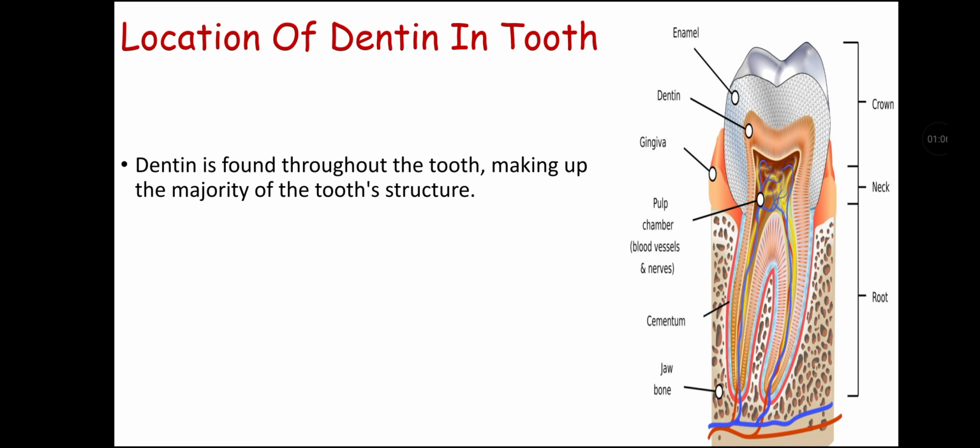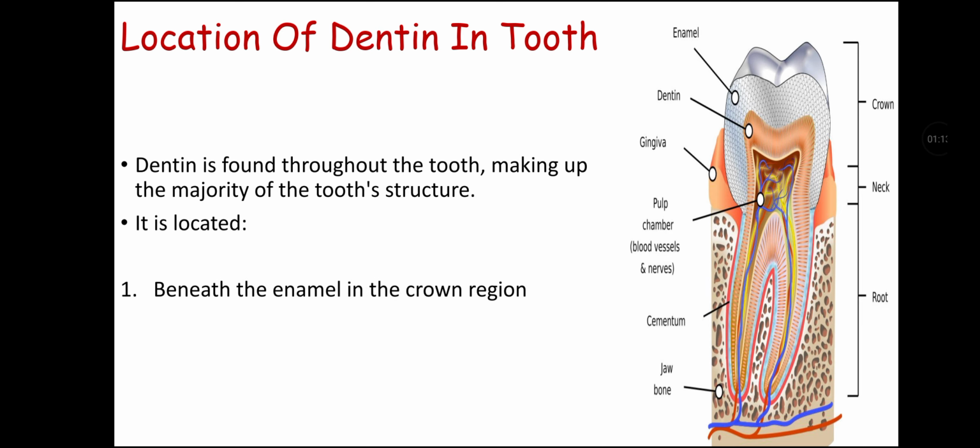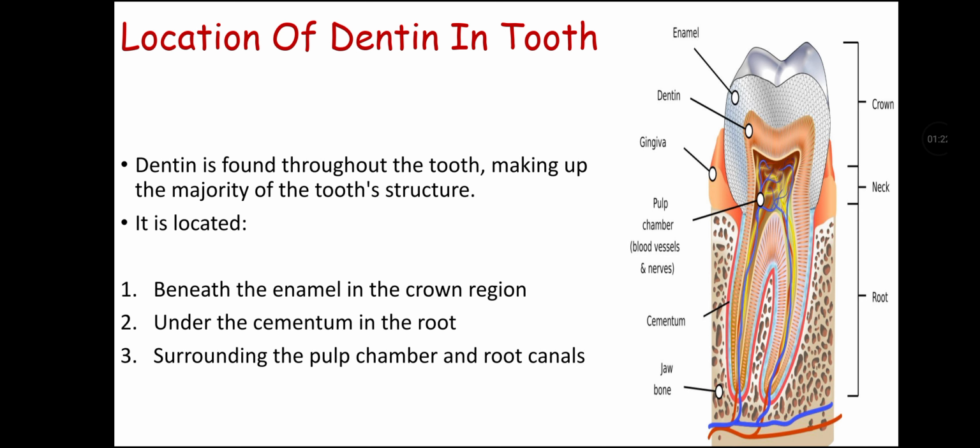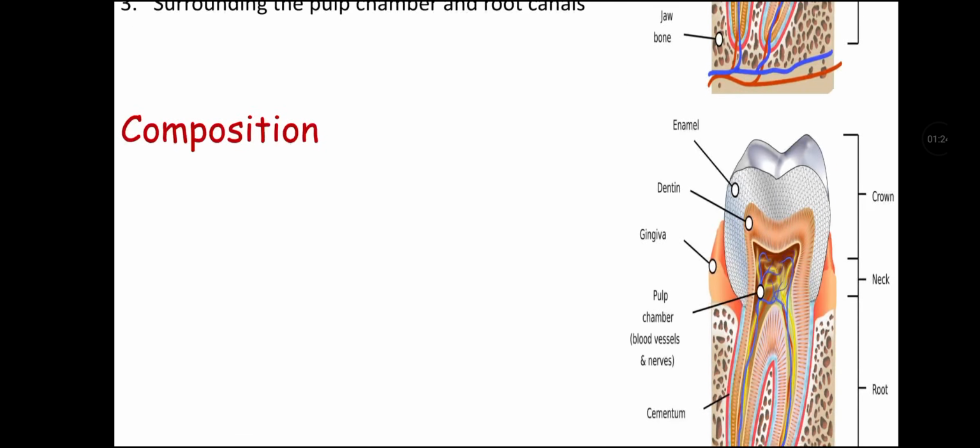Location of dentin in the tooth. Dentin is found throughout the tooth, making up the majority of tooth structure. It is located beneath the enamel in the crown region and under the cementum in the root region, as you can see here in the diagram. It surrounds the pulp chamber and root canals.